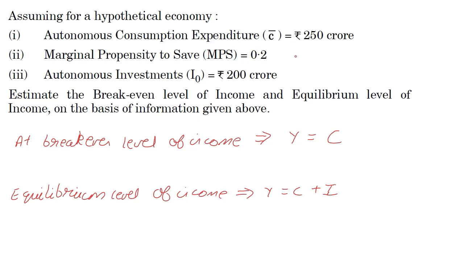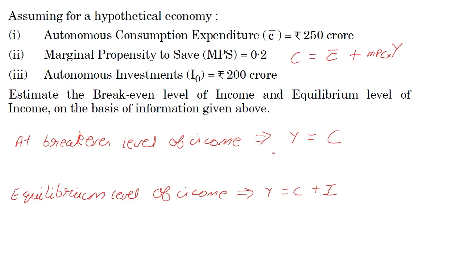C, consumption, is broken up into two parts. One is autonomous consumption, which we already have here, which they're calling C bar. Then we have what we call induced consumption. Induced consumption means as income increases, your consumption also increases by a certain amount. The increase in consumption because of an increase in income, we know, is the marginal propensity to consume. So MPC times Y plus C bar is the formula for consumption, which is going to be helpful for us over here because they've asked us to calculate the break-even level of income.